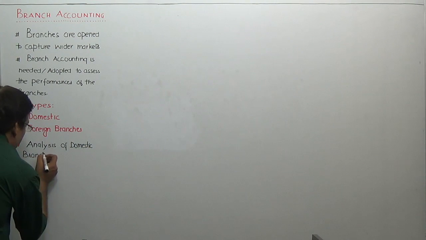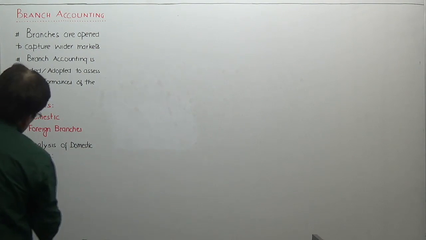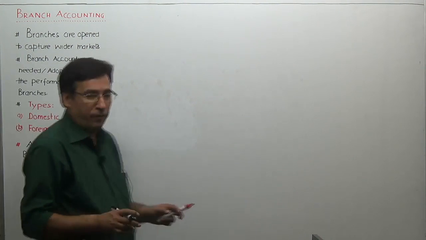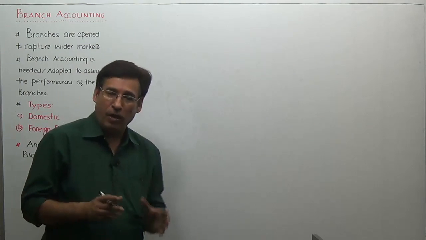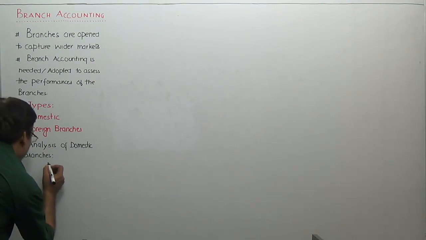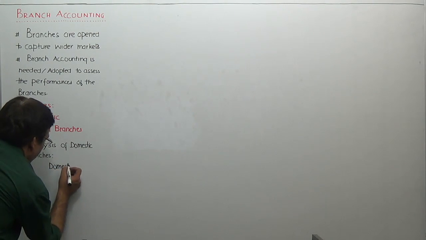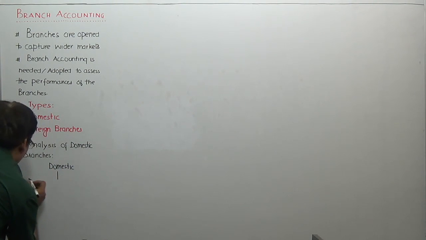So as far as domestic branches are concerned, domestic branches are further subdivided into two broad categories. That is dependent branches and independent branches, correct? So domestic branches, as I said earlier, are categorized into two categories.